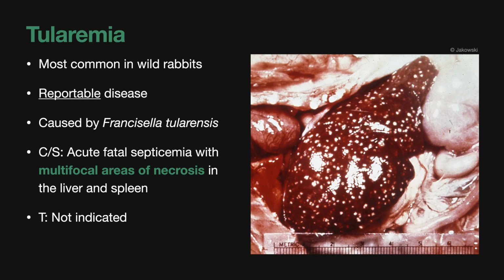Tularemia is most common in wild rabbits. This is a reportable disease caused by the bacterium Francisella tularensis. It causes acute fatal septicemia in rabbits, and classic findings on postmortem include multifocal areas of necrosis, particularly in the liver and spleen. Treatment is not indicated for rabbits with this condition.